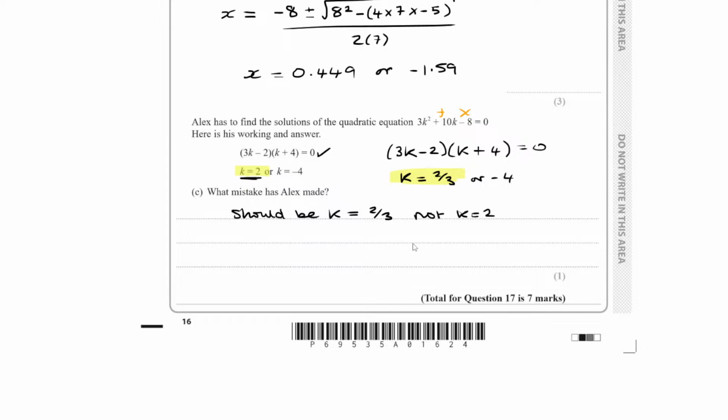When it's a worded question, they're not asking for something very obvious. Like, they're not asking for a full analysis. They just want something really basic, the most obvious thing you can write. So you don't even have to write a full sentence. So, yeah, he hasn't divided by 3, or he hasn't solved this bracket correctly, or whatever it is. That's fine.